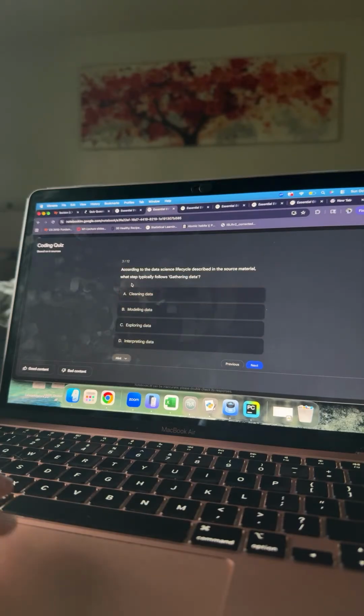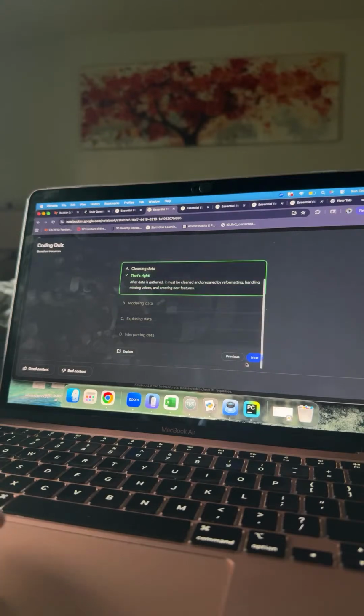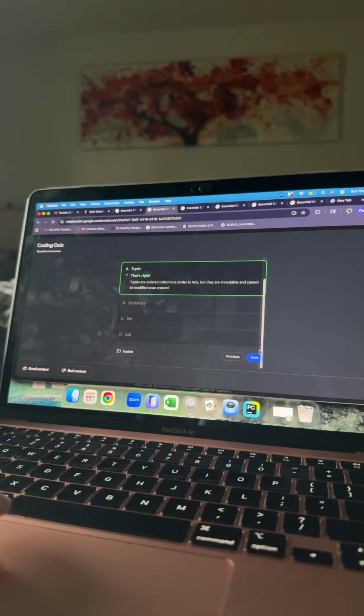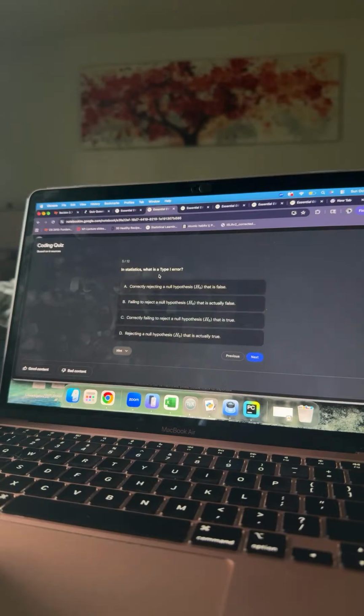According to the data science lifecycle described in the source material, what step typically follows gathering data? Cleaning data. Yeah, we did this. Which of the following Python data structures is immutable? Tuple? I don't know why it's asking the same question.